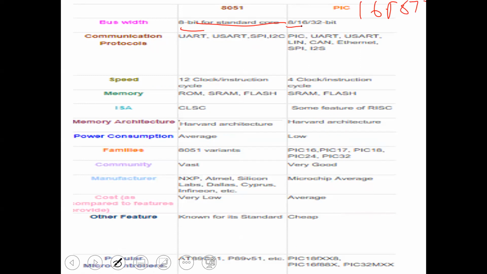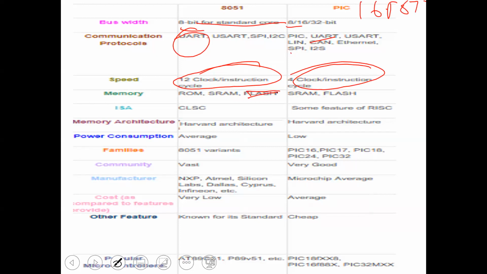Okay. Then communication protocol. Actually, here we have UART only, but here we have UART, I2C, SPI. Here we divide 1 by 12, but here we divide 1 by 4. And memory. Actually, they compare the Intel family. We have only ROM and RAM memories there. That's why I didn't take this difference, because they compare the family, not the single processor. Can you understand or not? 8051 is mainly from the manufacturer Intel, and PIC microcontroller is from Microchip Technology.